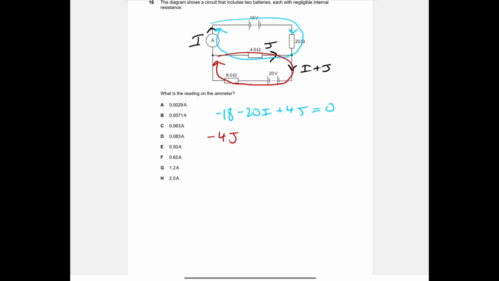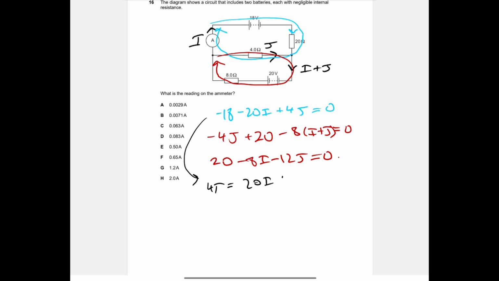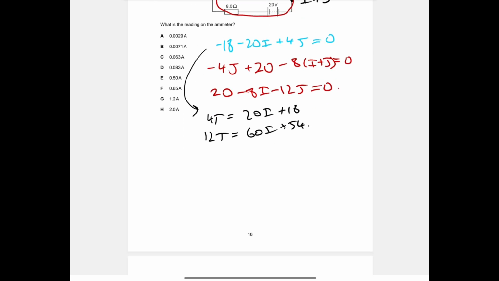What's the next one? This is going to be plus 20 volts, plus 20, and then minus 8i plus j equals 0. So that means 20 minus 8i minus 12j equals 0. Then from this blue one, we get that 4j equals 20i plus 18.